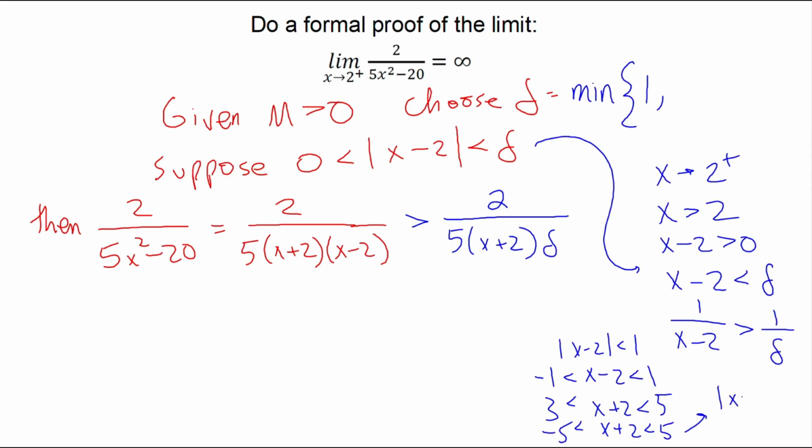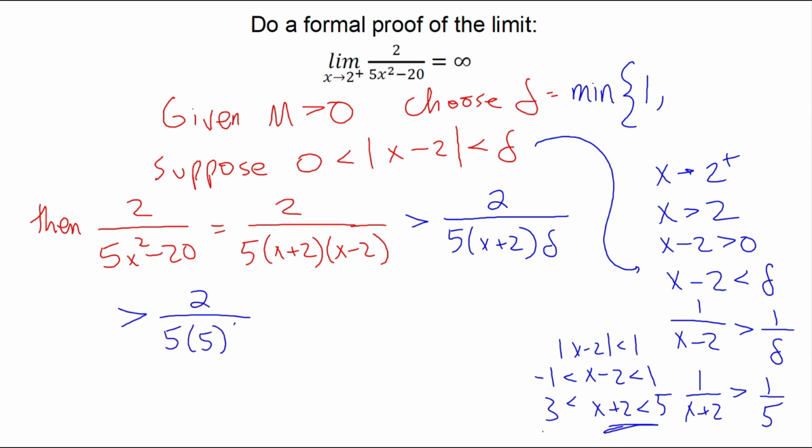Well, if x plus 2 is less than 5 and greater than 3, it must also be greater than -5, which gives us the absolute value of, oh, actually, we don't even need the absolute value. I was thinking we needed to go into an absolute value here, but we don't. We'll just stick with x plus 2 is less than 5 and greater than 3. If x plus 2 is less than 5, then 1 over x plus 2 is greater than 1 over 5. And so I can now replace that x plus 2 in the denominator with a 5 and say that this is greater than 2 over 5 times delta, or 2 over 25 delta.